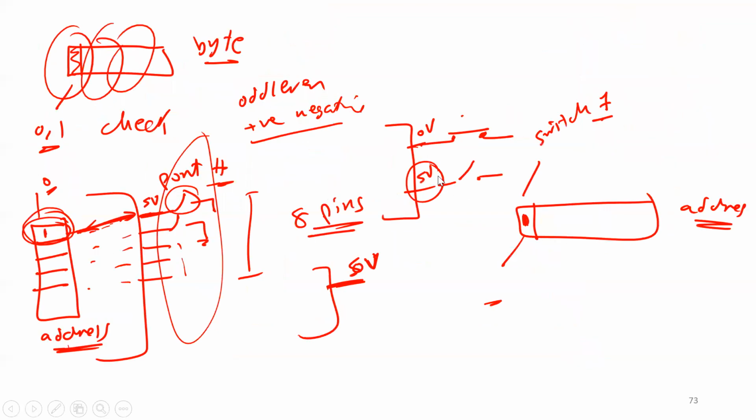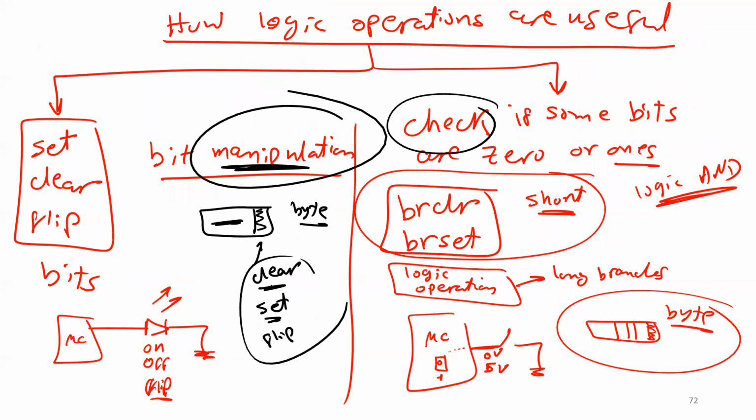Okay, let's return to my point here. My point here, guys, as I explained, is I have a byte and I need a programming way to clear some bits, set some bits, flip some bits, and not change the other bits. Let me tell you how logic operations can be used to do that.